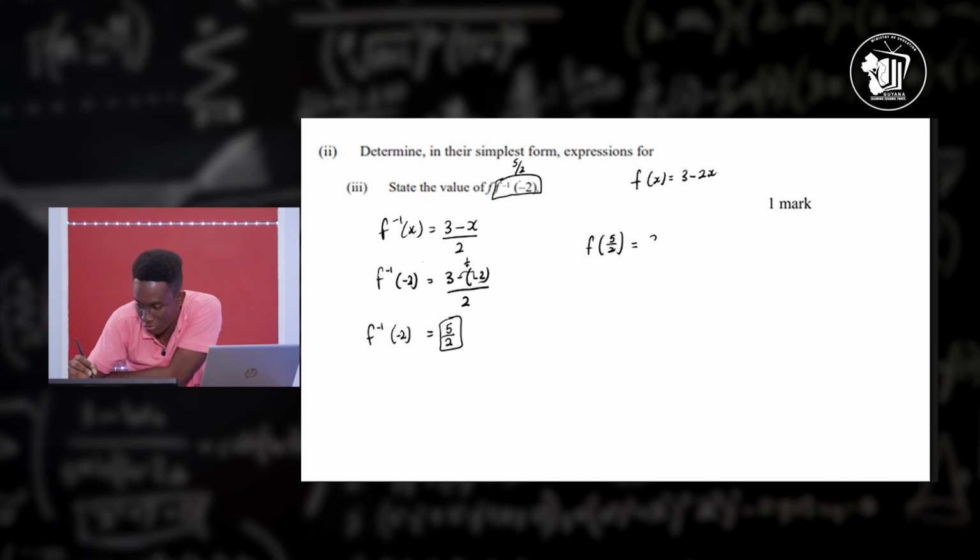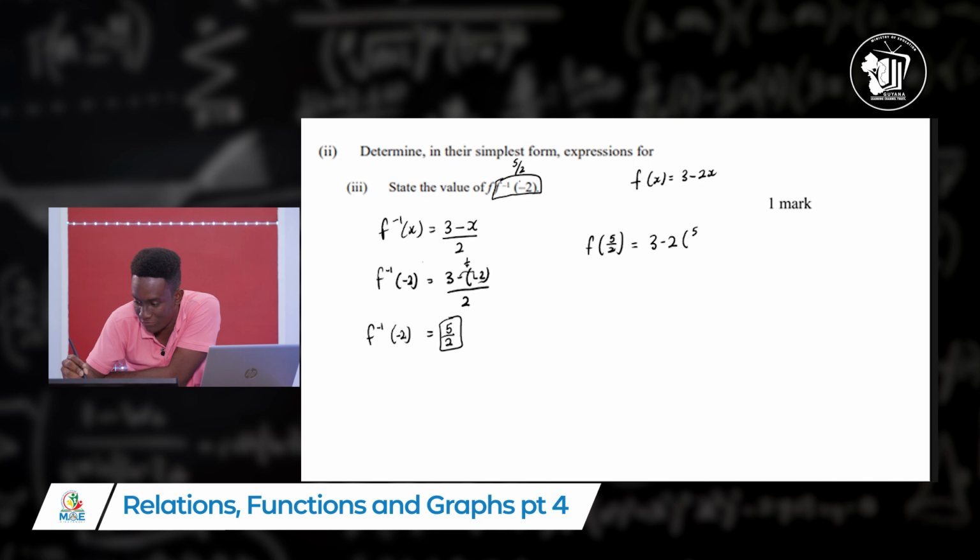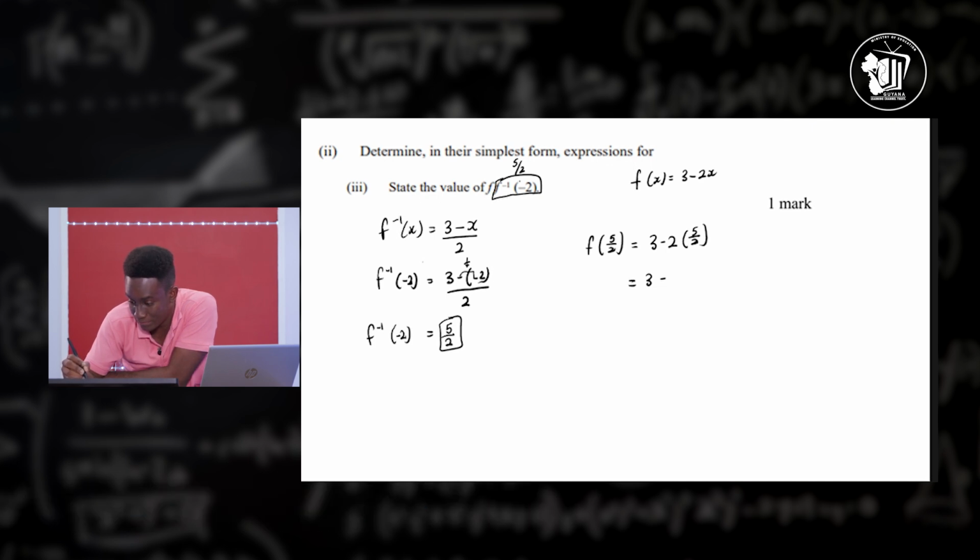And this will be equal to 3 subtract 2 multiplied by x, which is 5 over 2. And this will be equal to 3 subtract 2 times 5 over 2. 2 times 5 would be 10. And 10 divided by 2 would be 5. Hence, this will further give us 3 subtract 5, which is negative 2. So hence we can conclude f of f inverse of negative 2 is equal to negative 2. And hence this is the answer for 1 mark.